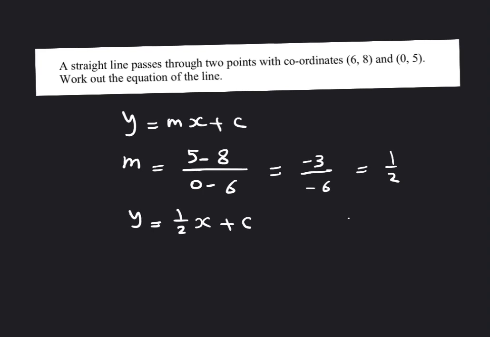This line passes through the point (0, 5). If x equals 0, this means y equals c. So y equals half x plus 5. But if x is not equal to 0, just substitute both. For example, if we use the point (6, 8), where x equals 6 and y equals 8, you get c equal to 5. You can choose any point to find c.